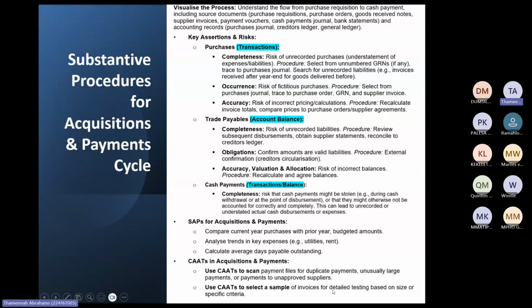Then of course, use CAATs. You can use CAATs to scan payments for duplicate payments, for large payments. You can use CAATs to determine whether purchases made were from the approved supplier list. So CAATs can even pick up if your client used an ad hoc supplier that's not on the approved list. You can use CAATs to sample supplier invoices.